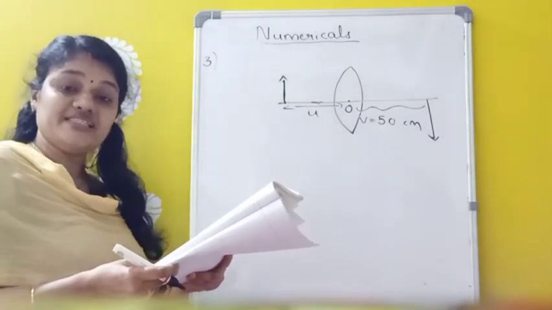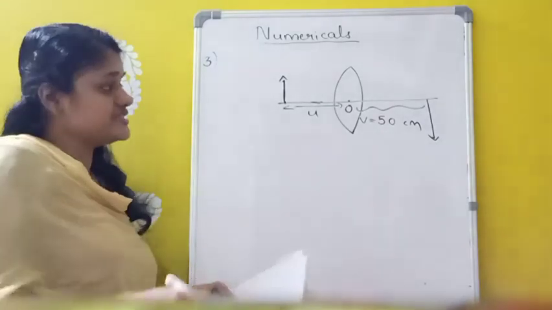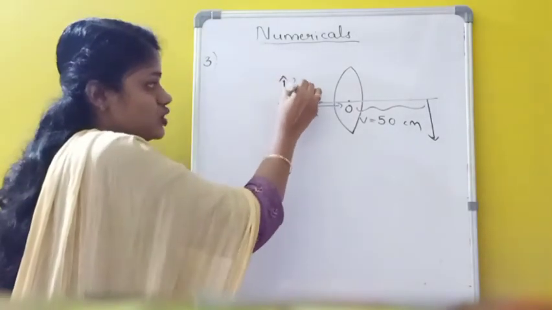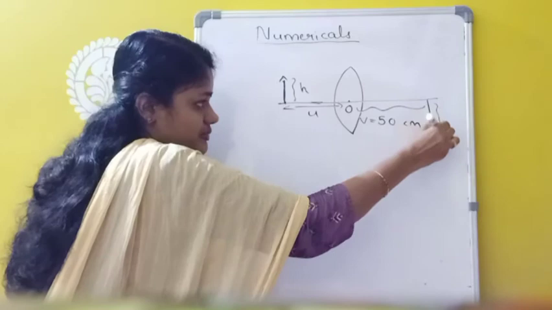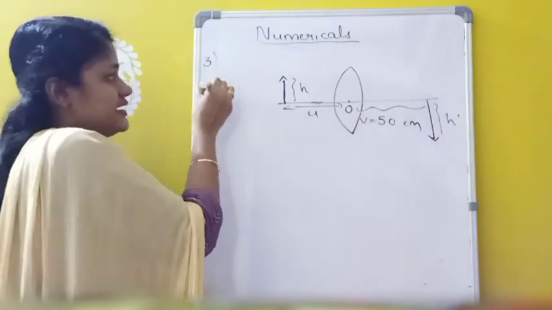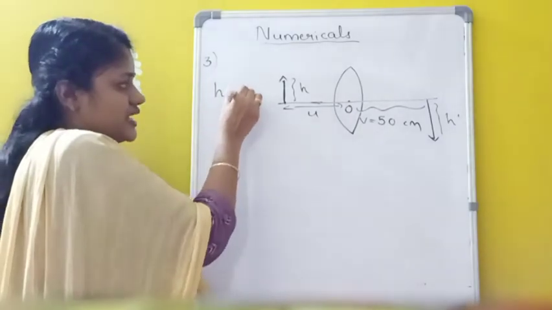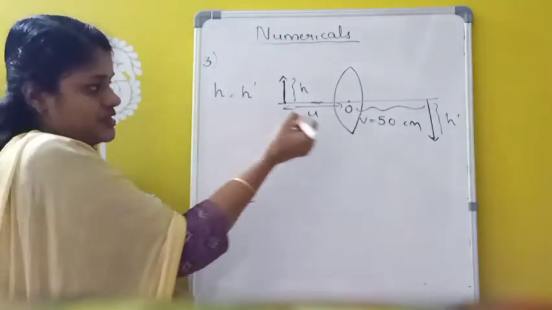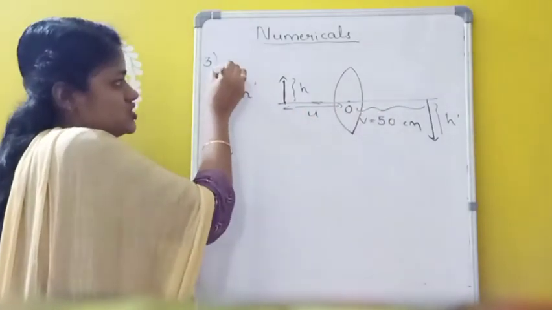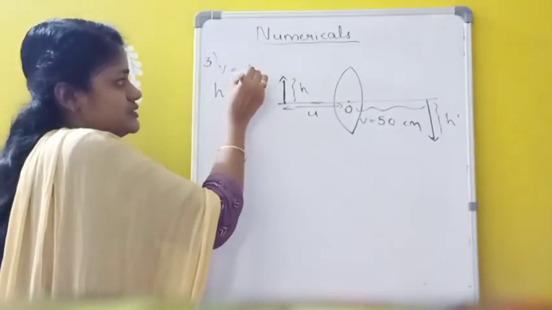If the image size is equal to object size. So one more thing is given. This is the height of the object and this is the height of the image. And given that h is equal to which one? H dash. Height of object is same as height of image. Both are same. And also given v equals how much? V equals 50 centimeter.